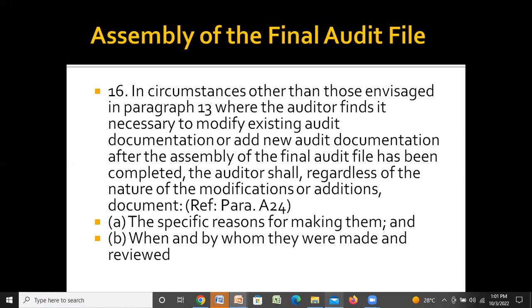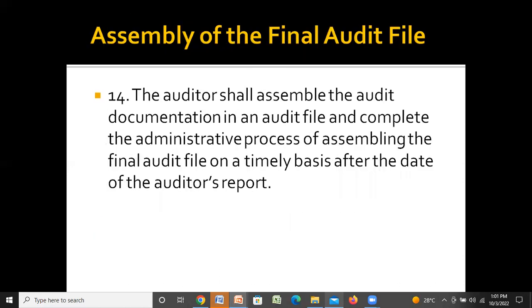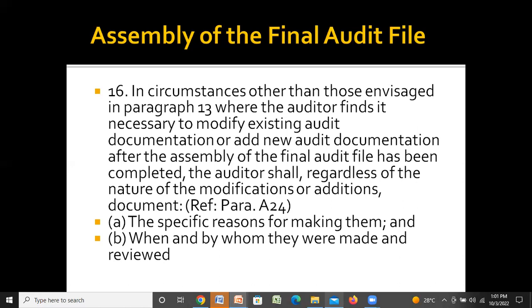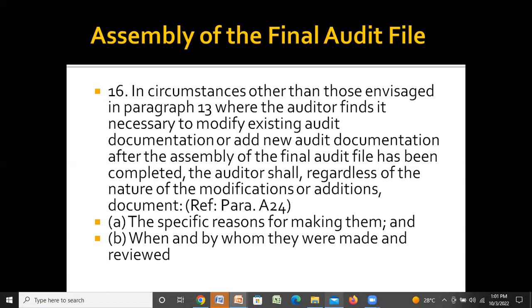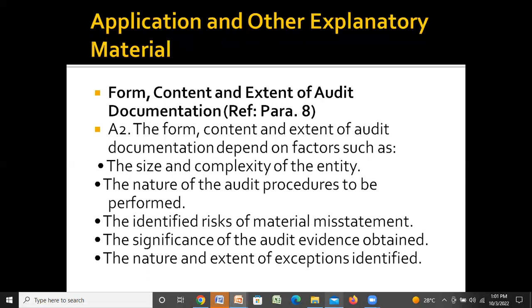So if you have to modify the final audit file after you have submitted the auditor's report, you need to tell us exactly what you changed, who changed it, and who reviewed the change. All right, that is what paragraph 16 is talking about. It's just to ensure that people don't go and modify auditors' documentation after the job is done. That is very key.